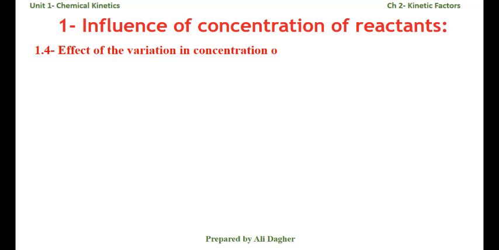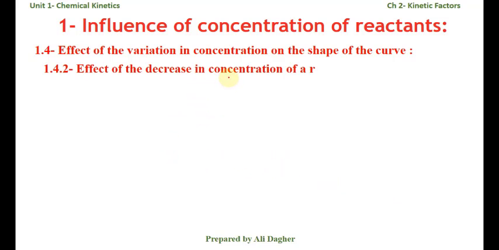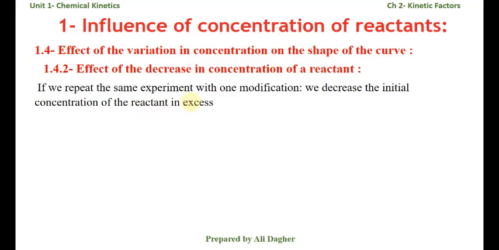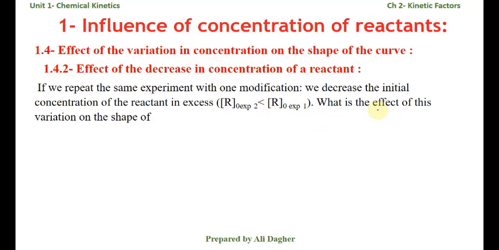Effect of variation in concentration. Now the variation, if the variation is a decrease in the concentration of a reactant, if we repeat the same experiment with one modification, we decrease the initial concentration of the reactant in excess. Initial concentration in experiment 2 is less than that in experiment 1. What is the effect of this variation on the shape of the curve?